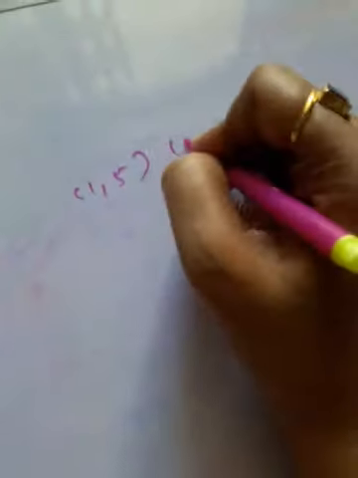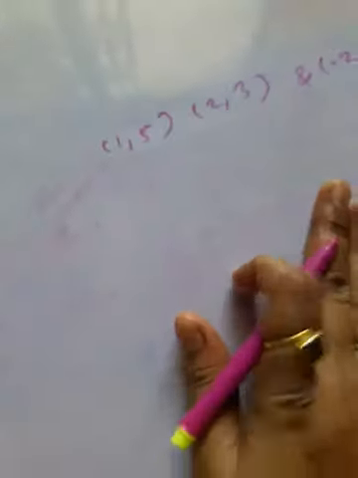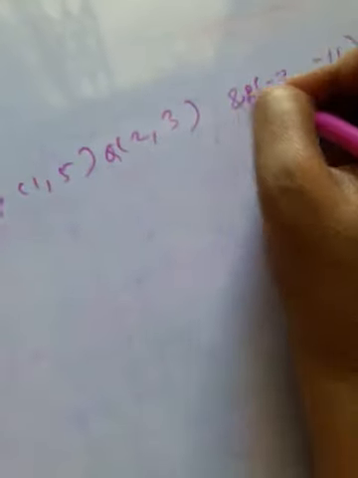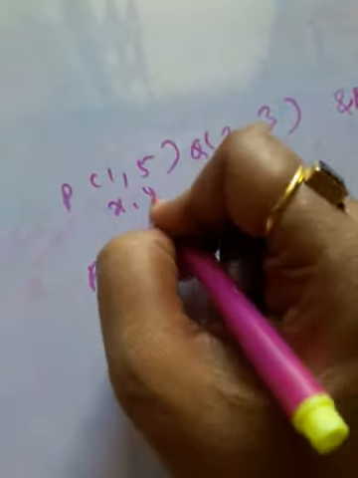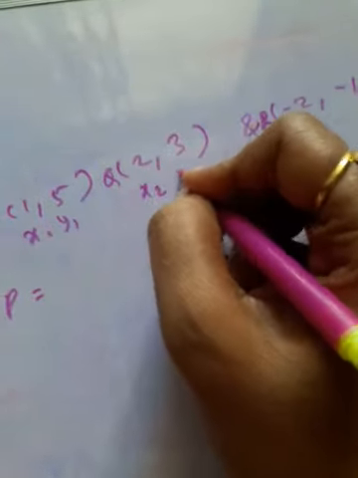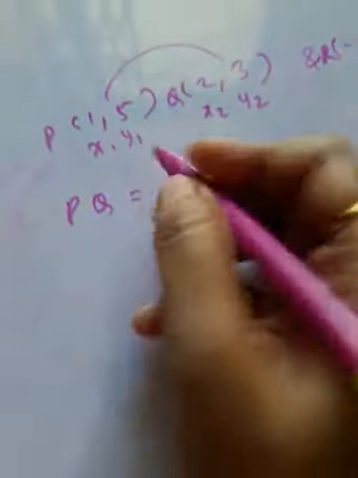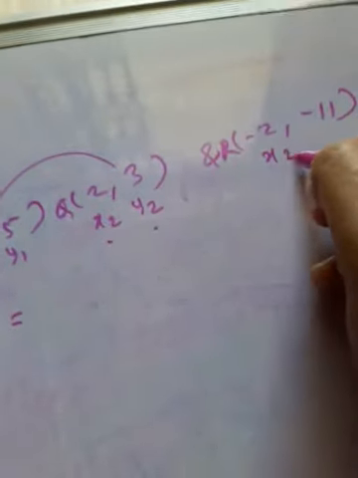Now the third question: how to find collinear points. Determine if the given points (1, 5), (2, 3) and (-2, -11) are collinear. Suppose these three points are P, Q, R. Firstly take the P point as x1, y1 and the Q point as x2, y2. Find the distance PQ by the distance formula first, and then take Q as x1, y1 and R as x2, y2.